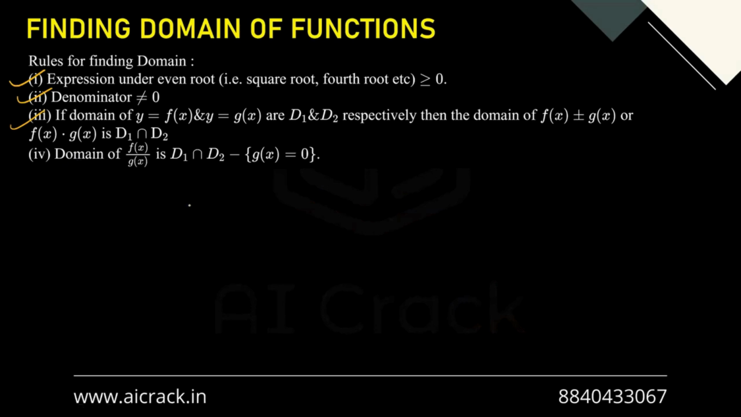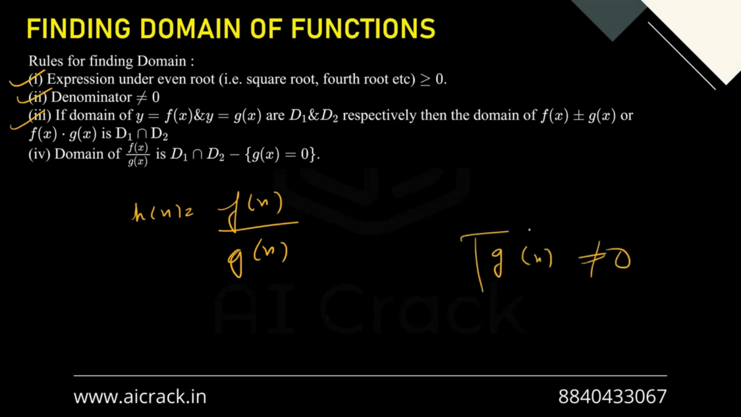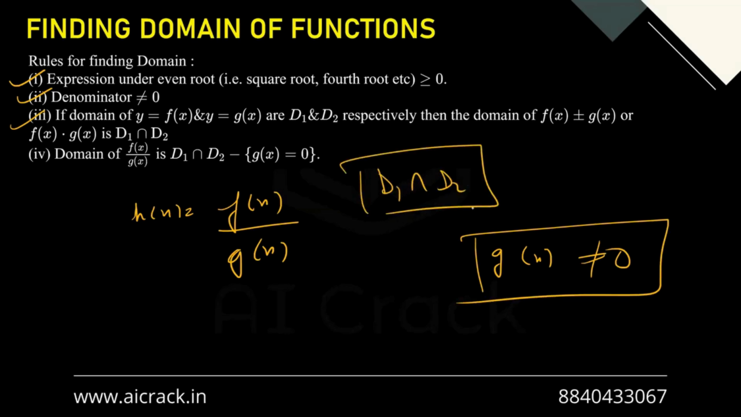In case of fourth one, we have the rational function. So we have h(x) equals to f(x) by g(x). Now in this case, there is one additional factor that g(x) should not be 0 and D1 intersection D2 is the same. So in this case as well, D1 intersection D2 holds, but g(x) should not be 0. That is the additional domain restriction. Otherwise, these two are more or less similar. Okay. So these are the four rules of finding domains of functions.